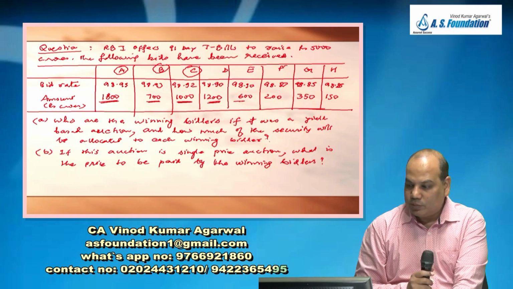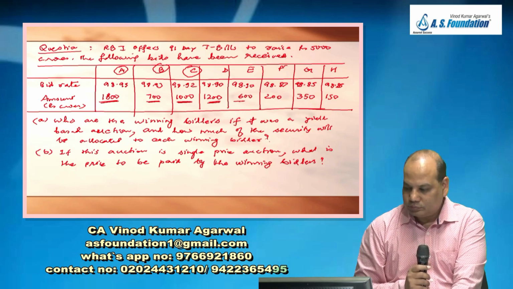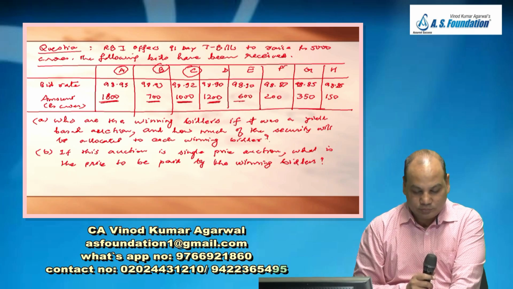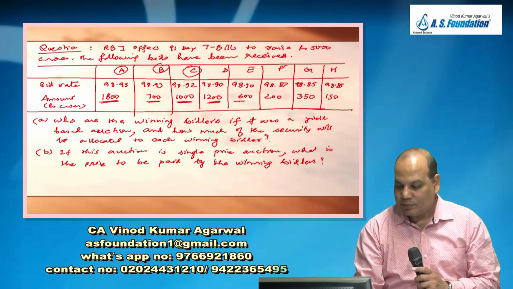Amount allotted to E will be 1 by 3 into 1500. Rupees 500 crore. Okay. Second question.